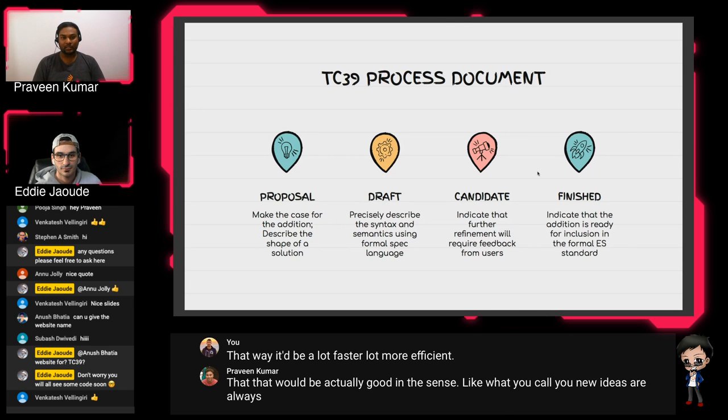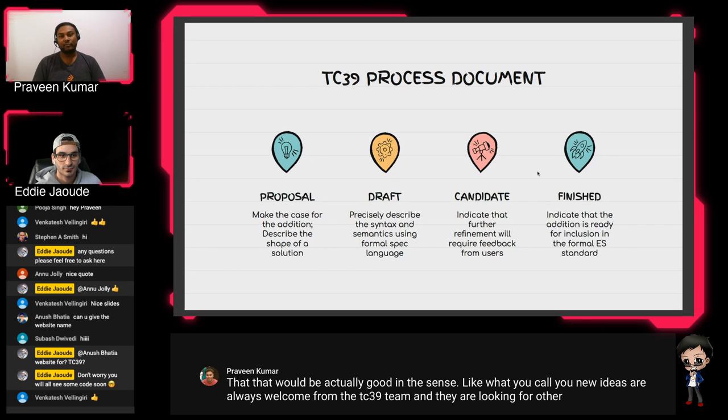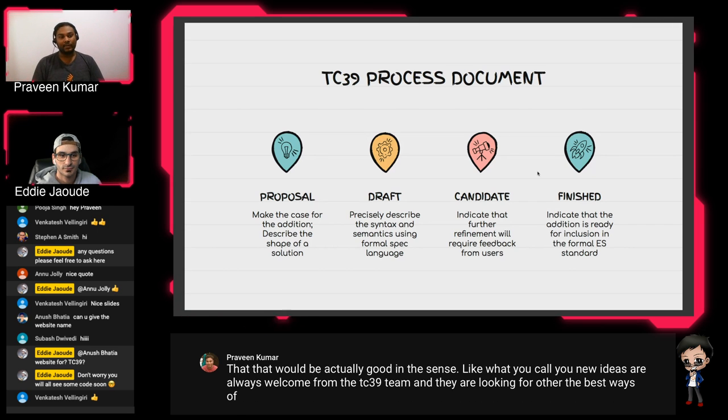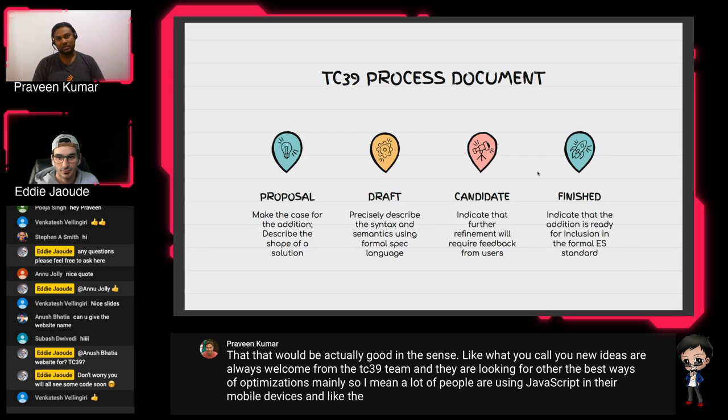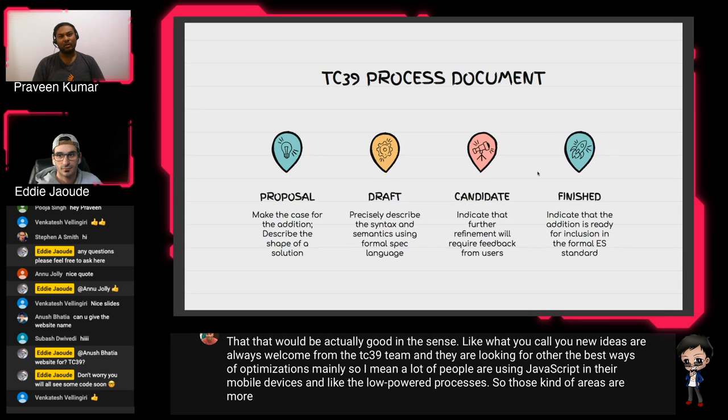That would actually be good, because new ideas are always welcome from the TC39 team, and they are mainly looking for the best ways of optimization. A lot of people are using JavaScript on their mobile devices and low-powered processors, so they are looking for a lot of ideas in the area of optimization.